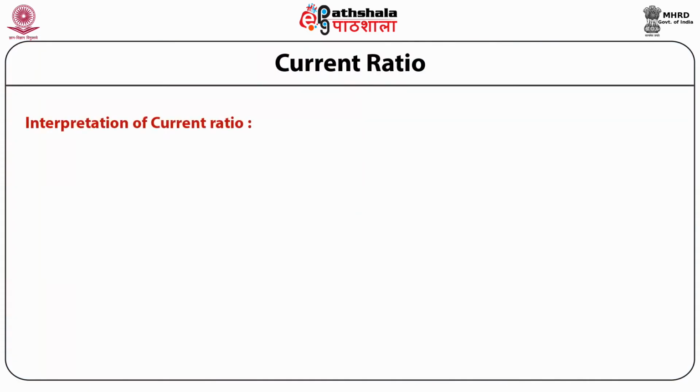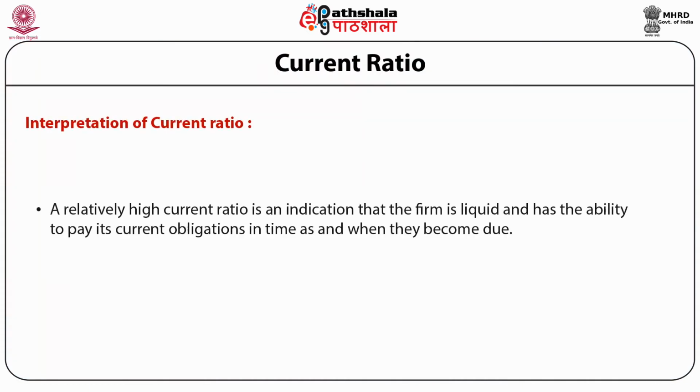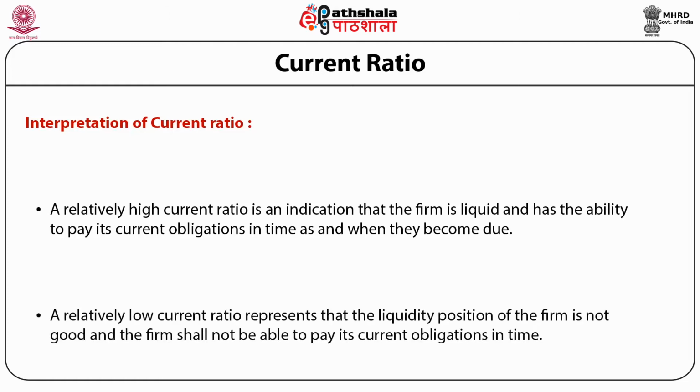Interpretation of current ratio. A relatively high current ratio is an indication that the firm is liquid and has the ability to pay its current obligations in time and when they become due. A relatively low current ratio represents that the liquidity position of the firm is not good and the firm shall not be able to pay its current obligations in time.